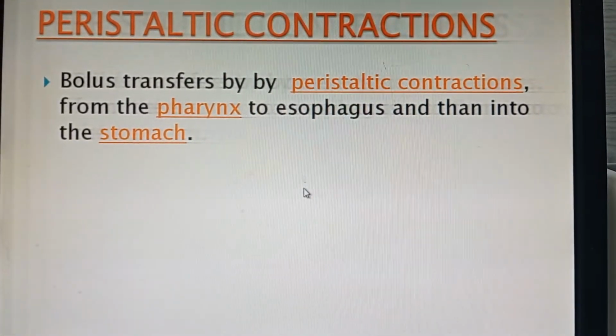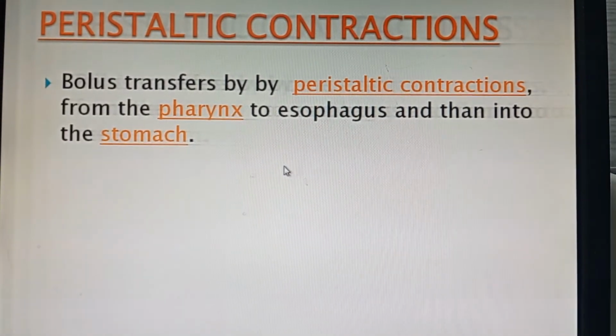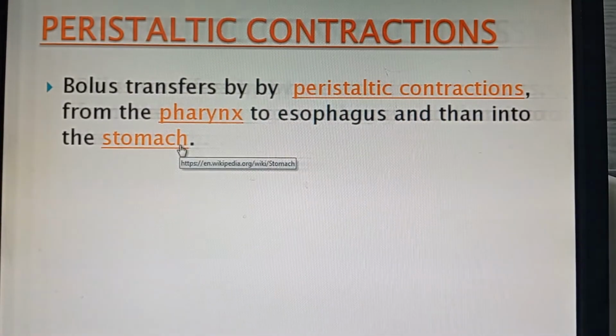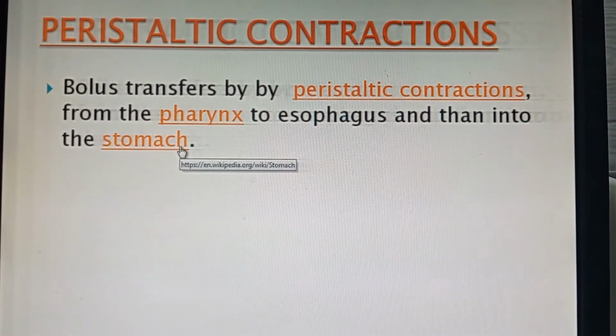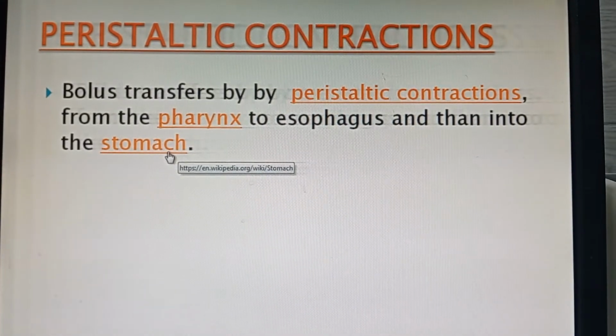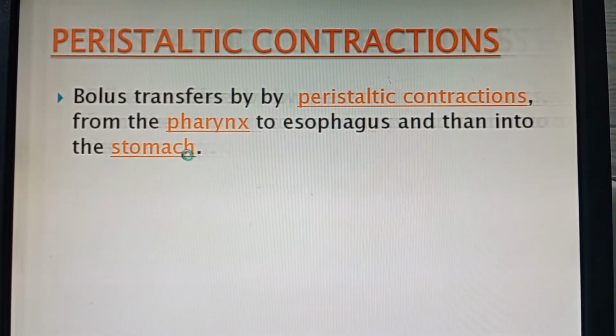Peristaltic contractions, as we also talked about in the pharynx. Muscles contract and propel the bolus from the esophagus into the stomach. These muscle contractions are called peristaltic contractions or peristaltic movement.